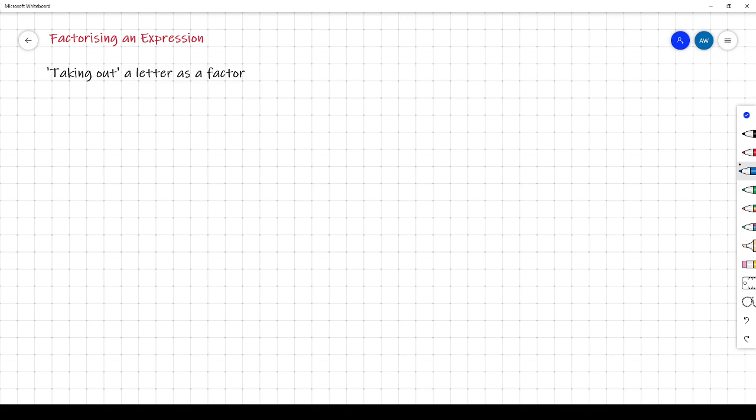Okay, this is the third video in factorising an expression, and in this video we're looking at taking out a letter as a factor. In the last video we looked at taking out a number as a factor. So I'm going straight to examples again.